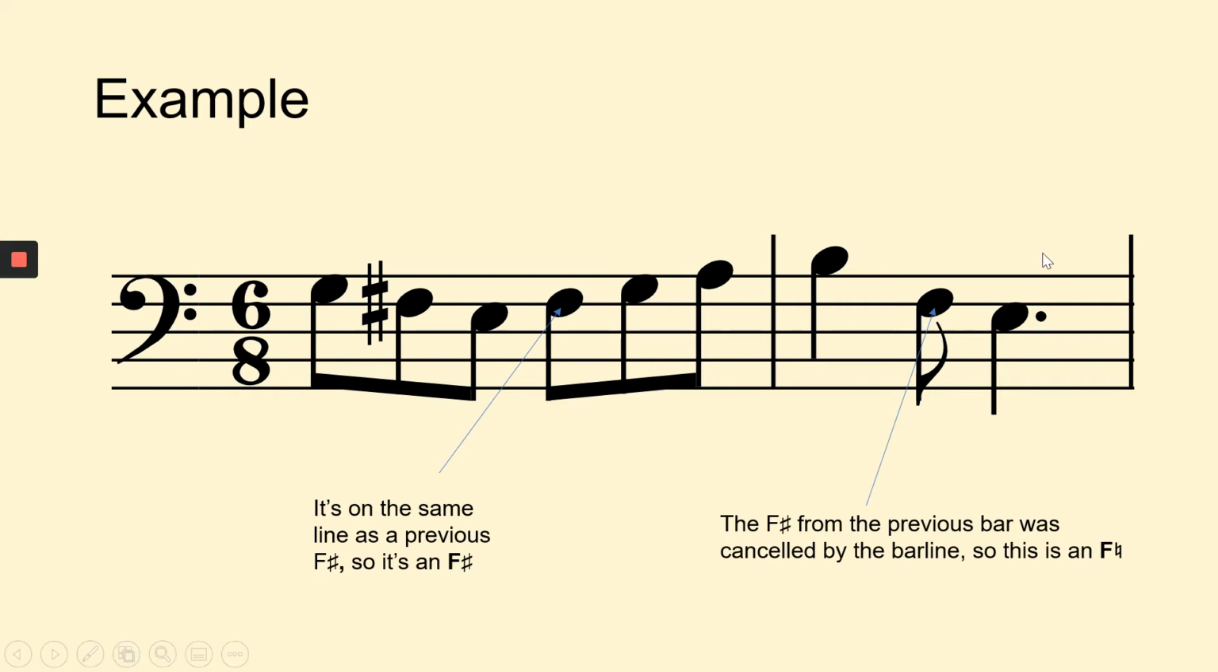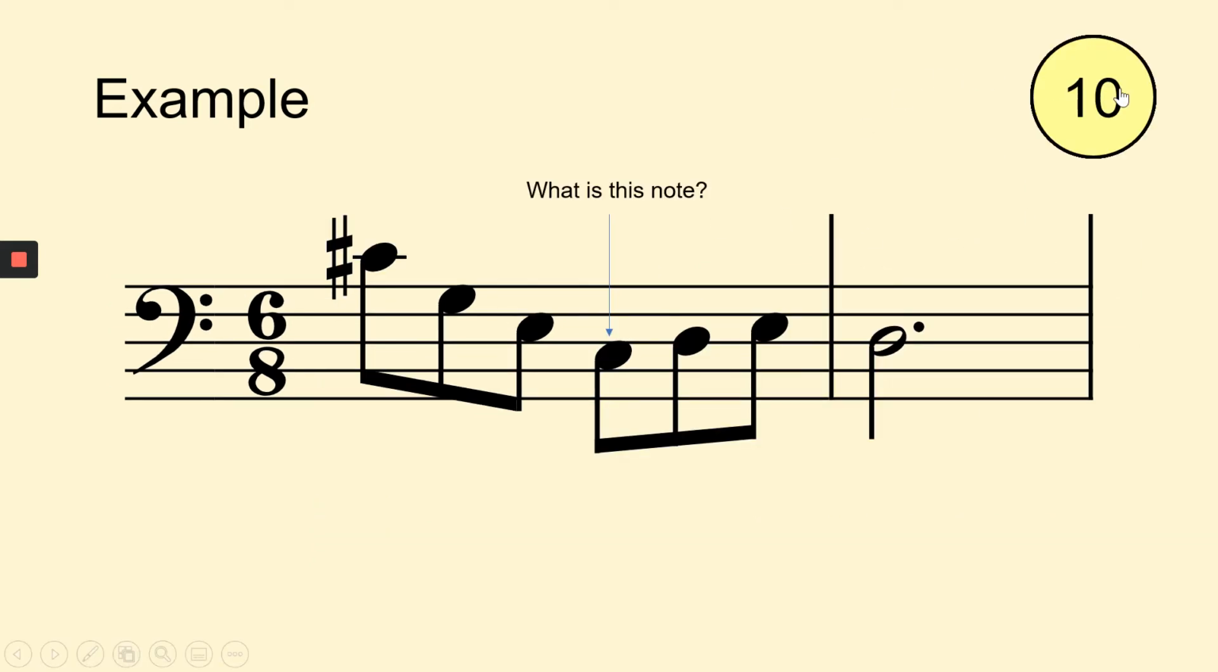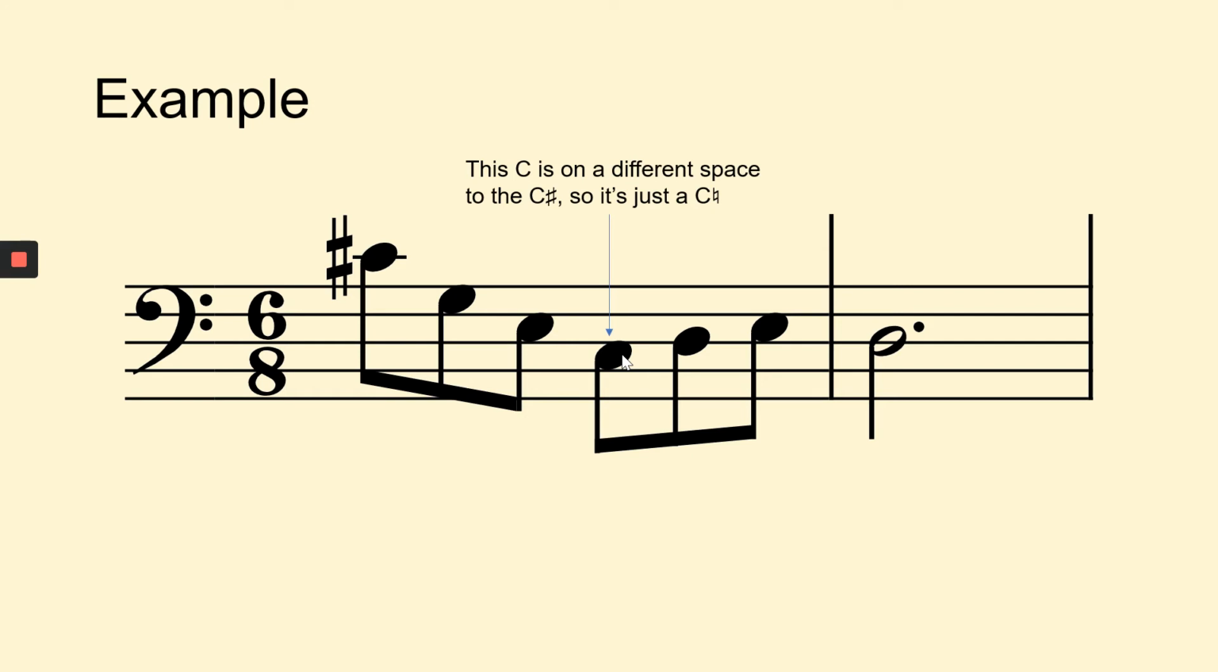Let's do some practice. What is this note? So first we're going to identify its pitch or letter name. This is a C. We're going to go back through looking for any other Cs. We can see that there is one up here. It has a sharp in front of it. However, this C is on an entirely different line to this C in the space, so that sharp won't apply, meaning that this is still going to be a C natural.